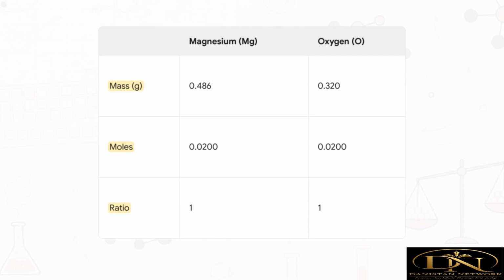Next, we convert both of these masses into moles by dividing by their atomic masses. And look at that, we get 0.0200 moles for both of them. To get the ratio, we divide both of those mole values by the smallest one, which in this case is the same number. That gives us a beautiful simple 1-to-1 ratio. And so the empirical formula has to be MgO.